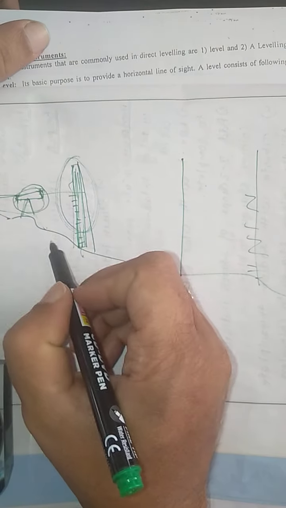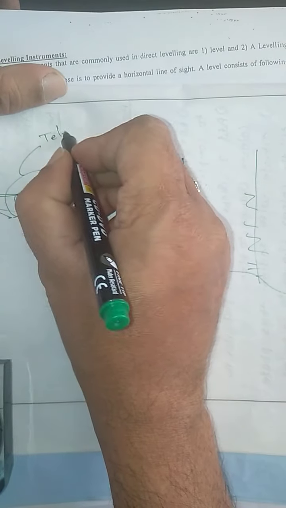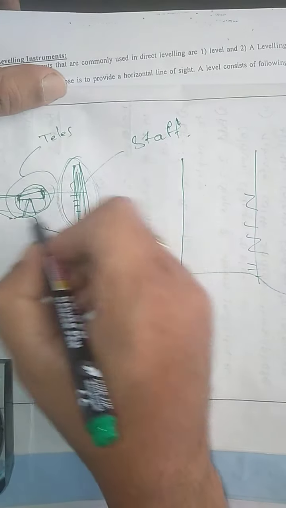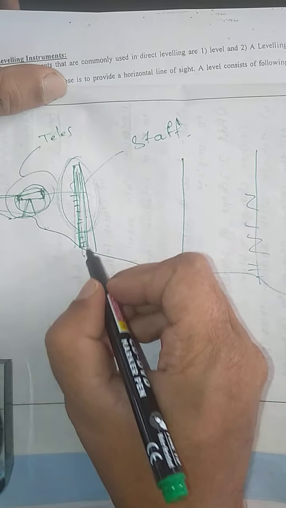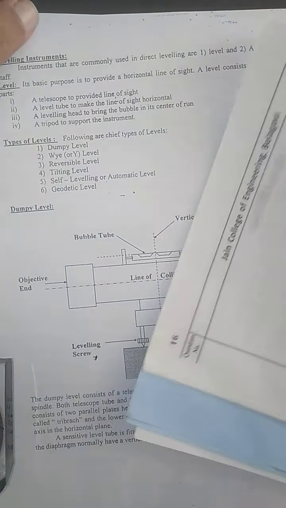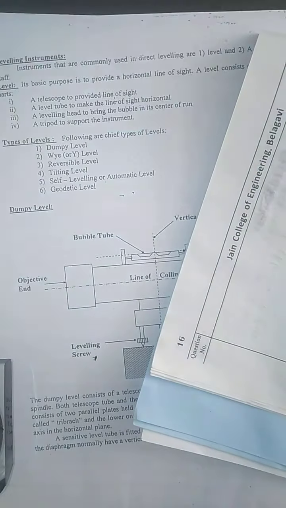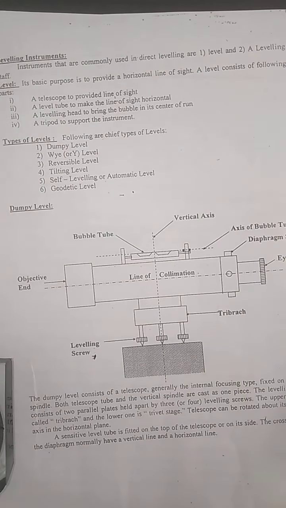We call this particular instrument a telescope, and this we call a staff. There are different types of instruments from where we sight this staff and take the readings. The Y level, dumpy level, reversible level, tilting level, auto level, and geodetic level are all different kinds of instruments, or telescopes, used in order to sight the staff.